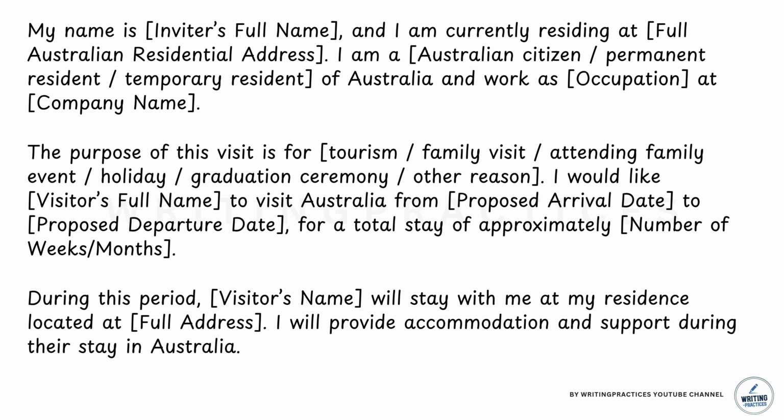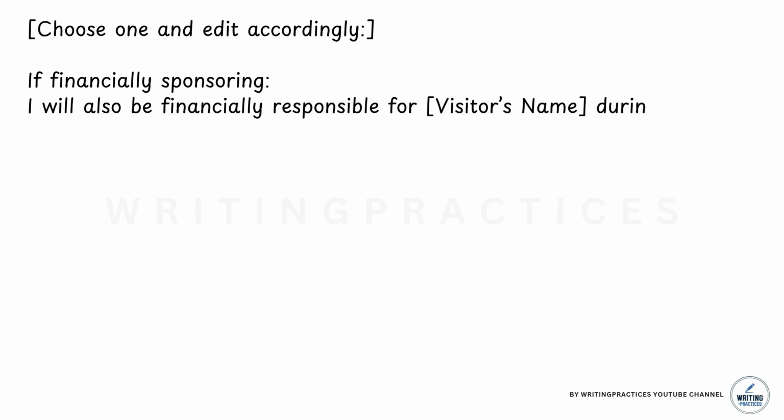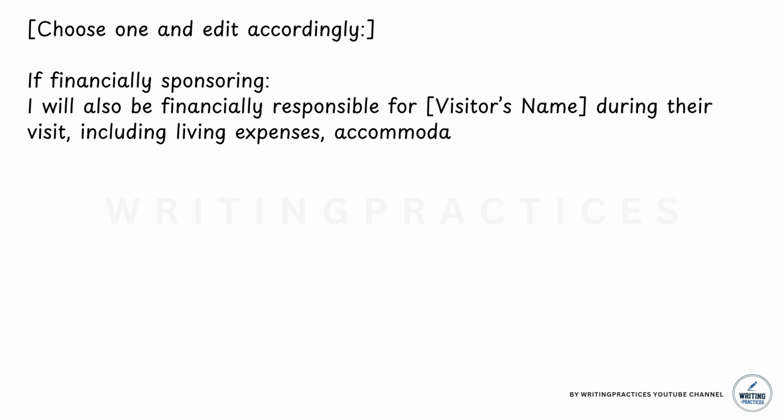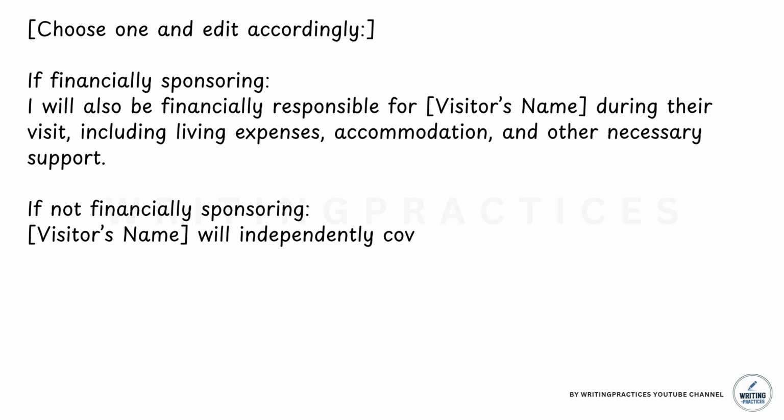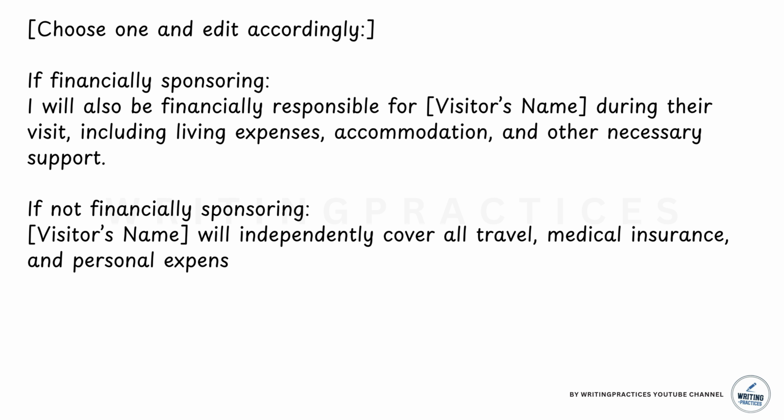Fifth paragraph, financial responsibility. Choose the statement that matches the arrangement. If sponsoring, write this if you will cover the visitor's expenses. Example, I will also be financially responsible for John during his visit, including living expenses, accommodation, and other necessary support. This shows immigration officers that the visitor has financial support while staying in Australia. It can strengthen the application by reducing concerns about financial hardship during the trip. Attach bank statements or pay slips as proof.